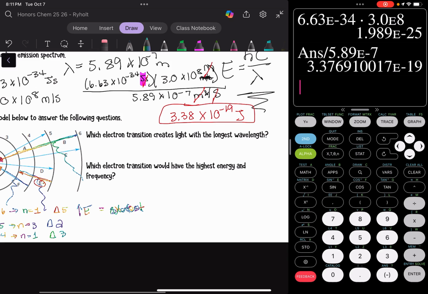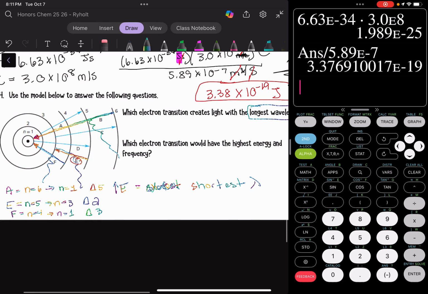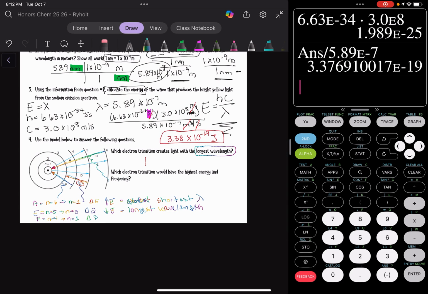Let's see if I can spell shortest right. It's been a long day. Shortest. It's got the shortest wavelength. But we're looking for the longest wavelength, so we need to go all the way over here. If E only fell 2 energy levels, that means it must have the lowest energy. And because we have this inverse relationship with wavelength, that means we're going to have the longest wavelength. So the answer for this one is E.